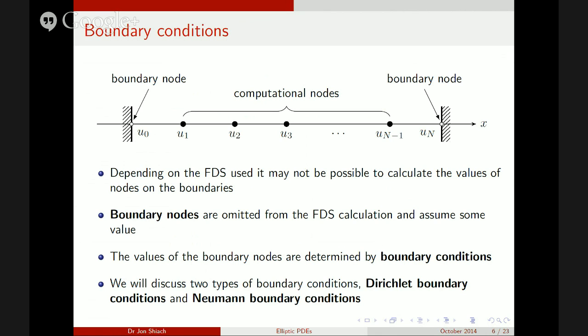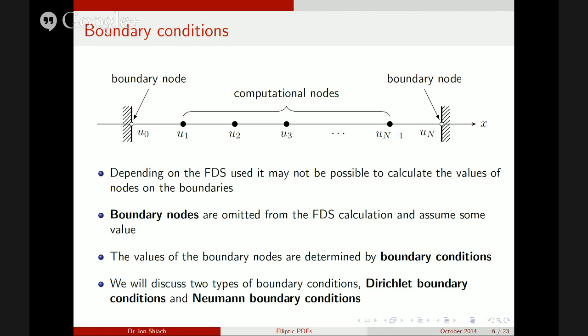So to overcome that problem, we can say the boundary node is going to be exempt from any calculation, and we're going to calculate all the nodes which are inside the domain, which I've labeled computational nodes here. This will depend upon whatever finite difference scheme you use. Sometimes that might not be necessary. Sometimes it will, it just depends.